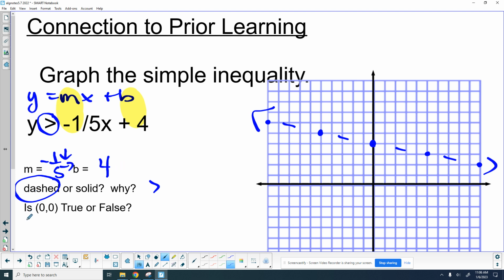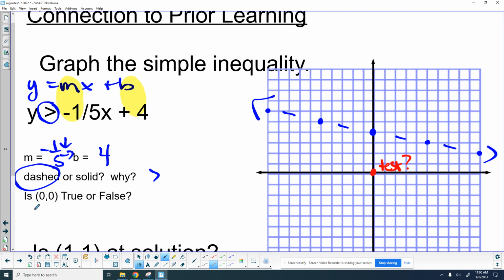So now for my shading. I always use the origin if I can. So is (0, 0) true or false? Let's see. I'm going to test (0, 0). Right now I have no idea. It is a test to see if (0, 0) is true or false. So I plug it back into my original inequality.